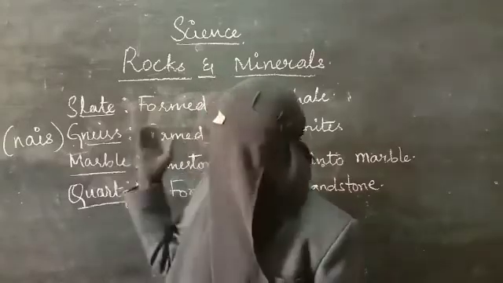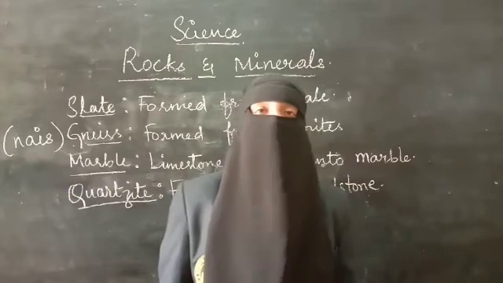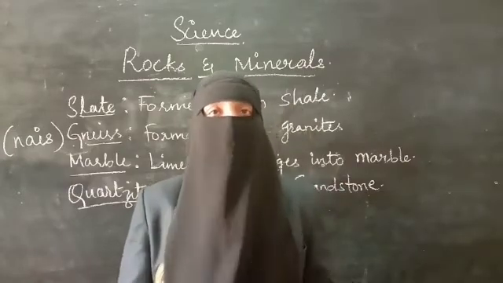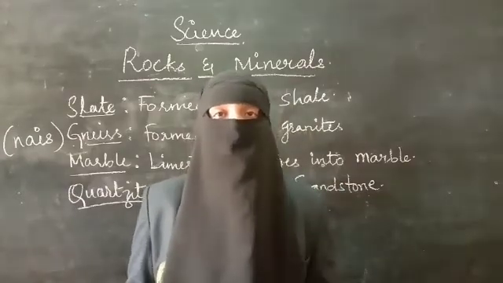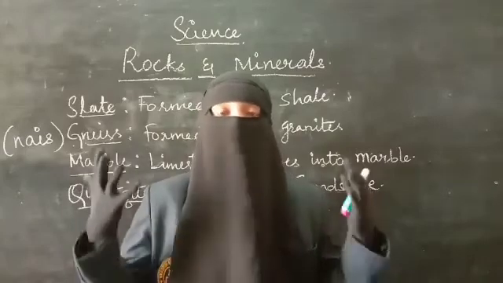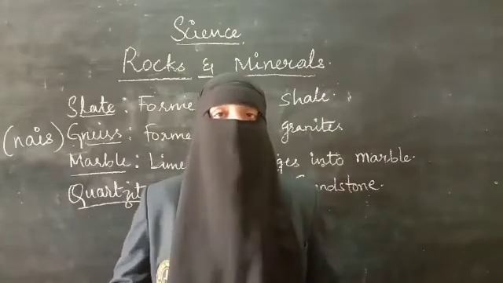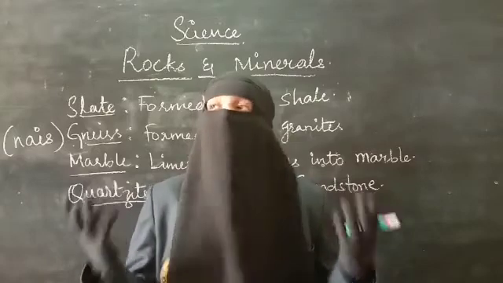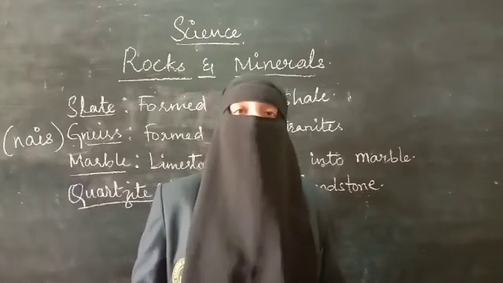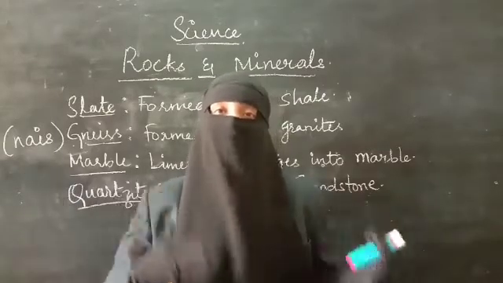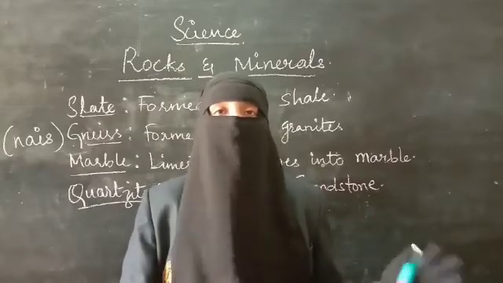And the third rock type is the metamorphic rocks. Metamorphic rocks are the remains of the igneous and the sedimentary rocks. When tons of pressure has increased, temperature has changed, air pressure has increased, because of all this igneous and sedimentary rocks have changed into metamorphic rock.